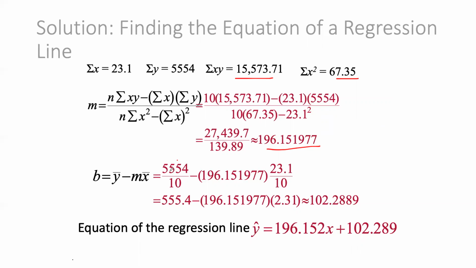So the average of y: the sum of y's is 5,554, which I got here, divided by 10 because I have 10 data points, minus m, which I calculated to be 196.15, times 23.1 over 10. If I calculate this out, then b turns out to be 102.29. So the equation of the regression line is that y bar, the predicted value of y, is m, which is now 196.152, times x plus b. B here is 102.289. I just round it to the third decimal, and I get the equation of the regression line.